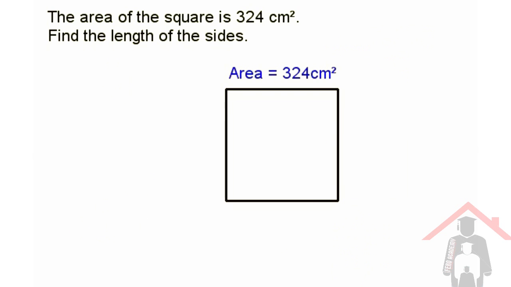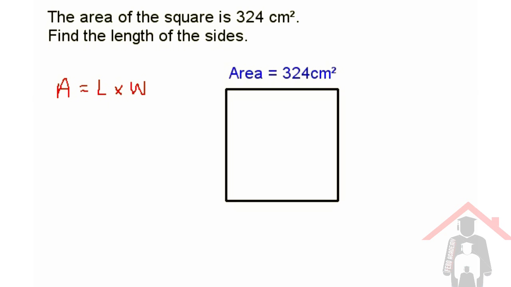This is a more difficult question. Press pause and try it for yourself, and when you're ready to see me do it, press play again. To find the answer, we still start by using the formula. But for this question, we know it's a square, so the length and the width are going to be the same. So I'm looking for a number which I times by itself to give me 324.